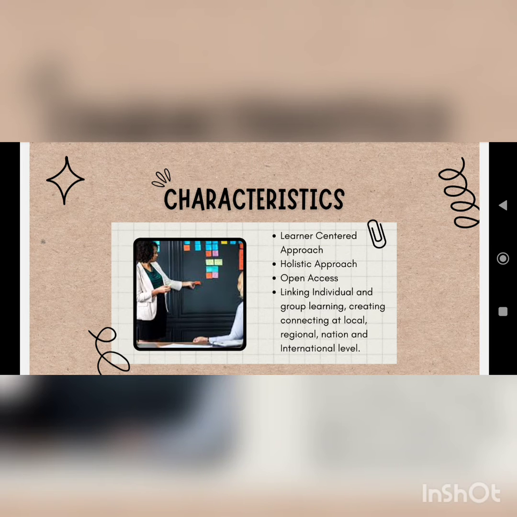So there are some characteristics of participatory management. First is a learner-centered approach, second holistic approach, third open access, and lastly linking individual and group learning, creating connections at local, regional, national, and international level. The first characteristic is learner-centered approach. Take note that participatory management is a learner-centered approach.